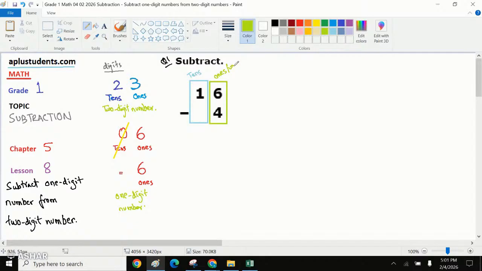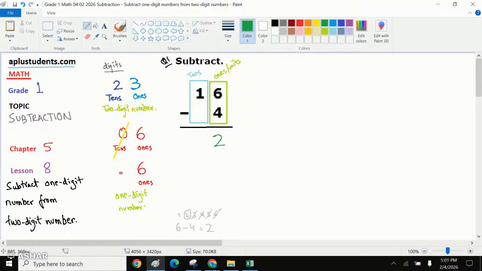Ones are also known as units. Some people use ones, some people might use units as the word over there. So let's subtract this. First we subtract the ones. 6 minus 4. If we need to do 6 minus 4, we can write the number 6. 1, 2, 3, 4, 5, and 6. We subtract 4. We are left with a 2. So 6 minus 4 was a 2.